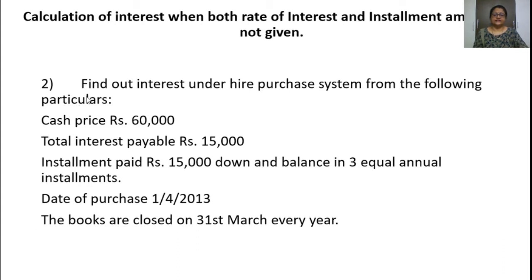Here in this case let us see what is given and what is not given. Find out interest under hire purchase system from the following particulars. Cash price 60,000, total interest payable 15,000, 15,000 paid down, and the balance in 3 equal annual installments. Date of purchase 1/4/2013. The books are closed on 31st March every year. So in this, cash price is given, total interest is given, but rate of interest is not given, and he has given a down payment but has not mentioned the annual equal installment, which we are going to see how it is to be done.